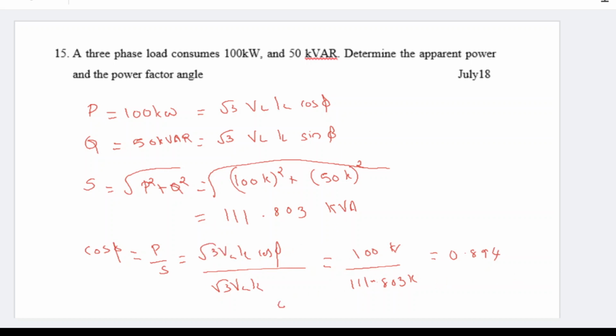Okay, so what is phi? Phi is equal to cos inverse of 0.894, that is equal to 26.56 degree. Okay, that is the power factor angle. I have just used the active, reactive and apparent power. I have just used this power triangle. What is this power triangle? Power triangle says if this is reactive power, this is active power, and this will be apparent power. So that will be equal to power means VI cos phi, and here is VI sin phi, and this is the apparent power. So we can say apparent power is equal to root of P square plus Q square.